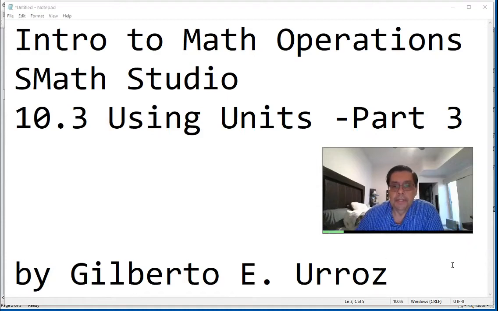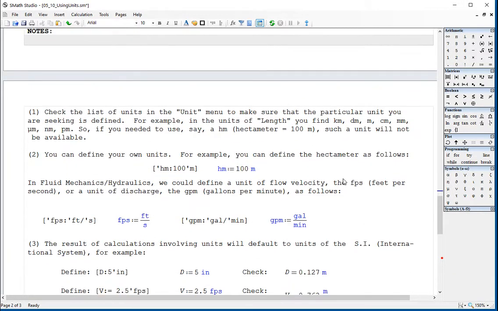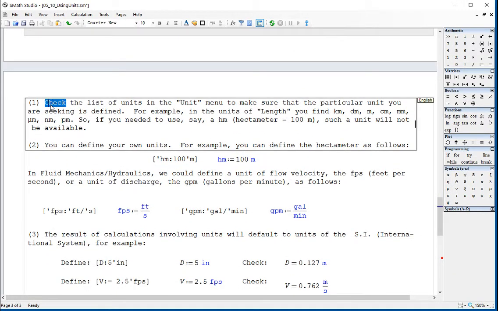Part 3 of using units, we're going to start by looking at some notes on the use of units. Check the list of units in the unit menu to make sure the particular unit you're seeking is defined. For example, for unit of length, you find kilometers, decameters, meters, centimeters, millimeters, micrometers, nanometers, and pentameters. If you need to use, say, hectometers, a hectometer is equal to 100 meters.